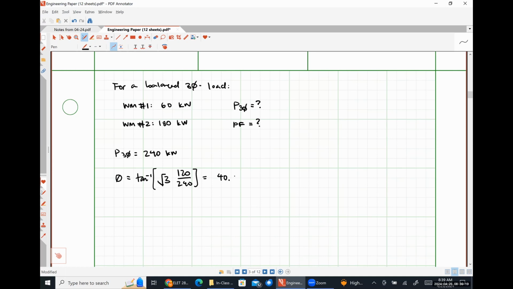40.893 degrees. Now, I just want to remind you guys of something really quickly. The arctangent operation is capable of giving us a negative angle, which is a good thing because we got 40.893 degrees as a positive number, which means when we calculate our power factor, we know that it's lagging. There's no ambiguity with this at all, right?